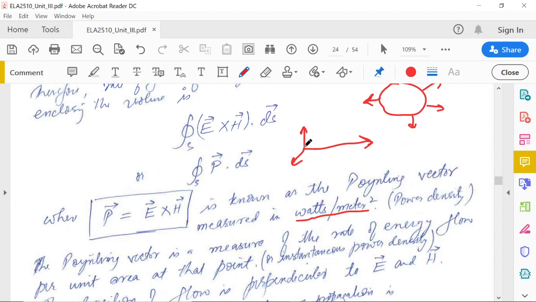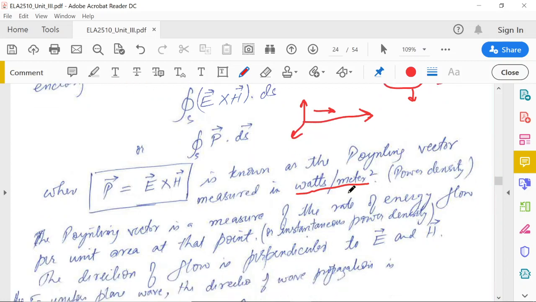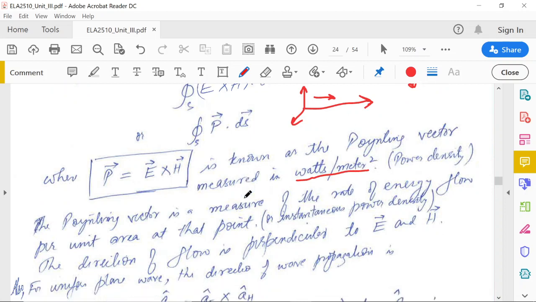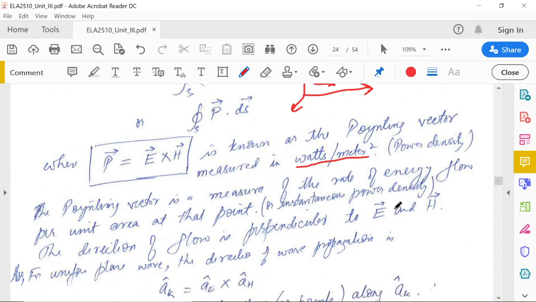As the E and H are also moving in this direction, this power density will also be moving in the same direction. So E cross H will give you the power density, and the direction of P will give you the direction of the propagation. So the Poynting vector is a measure of the rate of energy flow per unit area at that point.